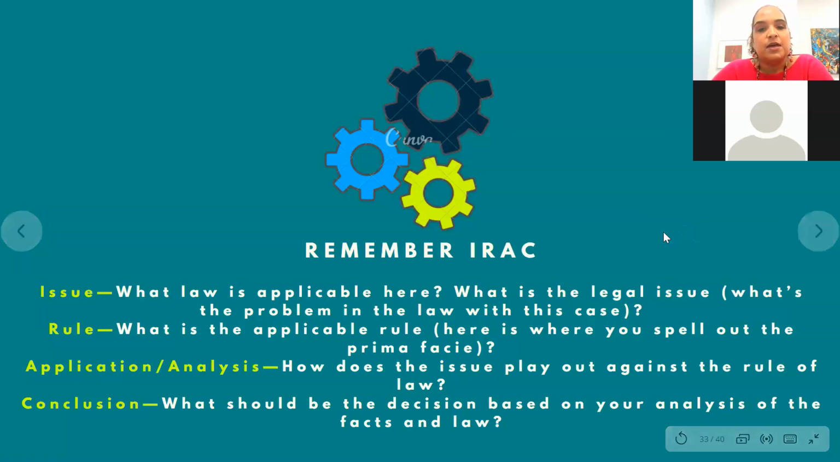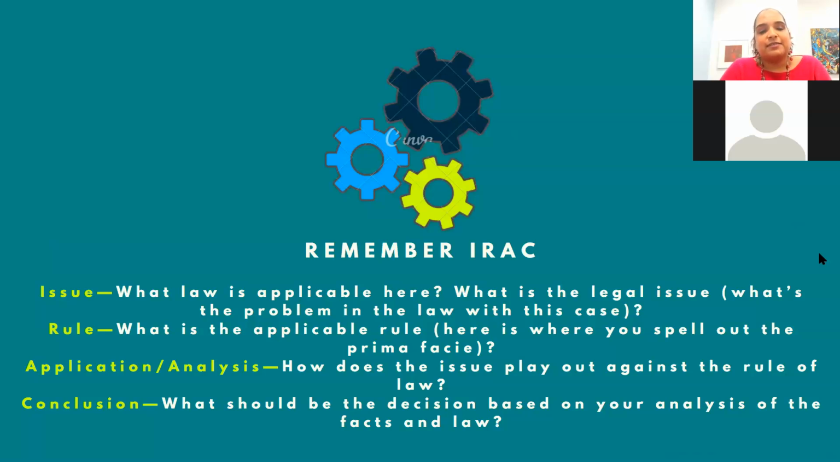But in the meantime, we're going to approach these particular hypotheticals with this IRAC method that we worked on last time during the review. So think about what's the applicable law here. So that's the I. What's the issue? What's the legal issue that's being dealt with here? What's the applicable rule? What's the rule of law that's actually being dealt with? Here's where you kind of spell out that prima facie case, duty owed, duty breach, causation, damages for negligence, and some of those other definitional components.